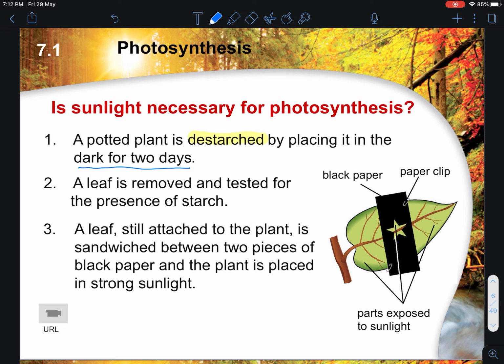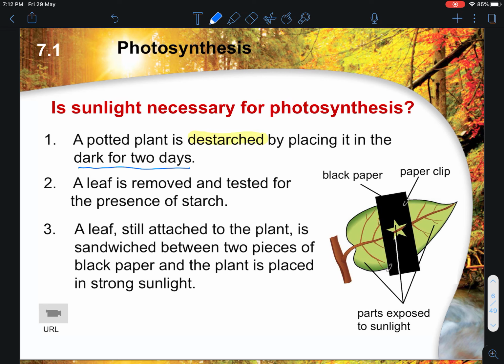In exam, if they ever ask you why a potted plant is destarched, it's mainly to remove any carbohydrates that were manufactured before the start of the experiment due to photosynthesis, and putting it in a dark room allows it to remove all these carbohydrates via respiration. Hence you can then start to test the potted plant. Next, a leaf is removed and tested for the presence of starch.